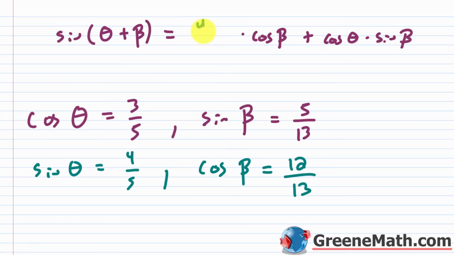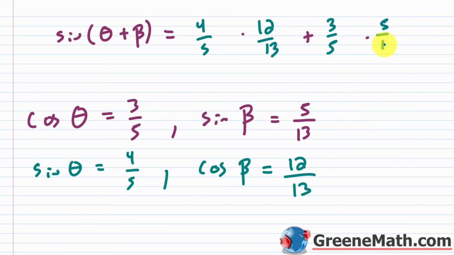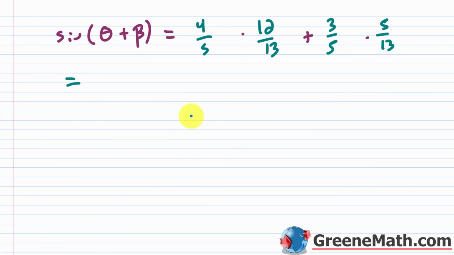Let's plug that in there. The cosine of beta was 12 over 13. Let's plug that in there. The cosine of theta is 3/5. Plug that in there. And then the sine of beta is going to be 5 over 13. Okay, so that's basically all you need. And at this point, it's just a calculation, right? So 4 times 12 is going to be 48. This is over 5 times 13 is 65. And then plus 3 times 5 is 15. And this is over 5 times 13, which is 65.